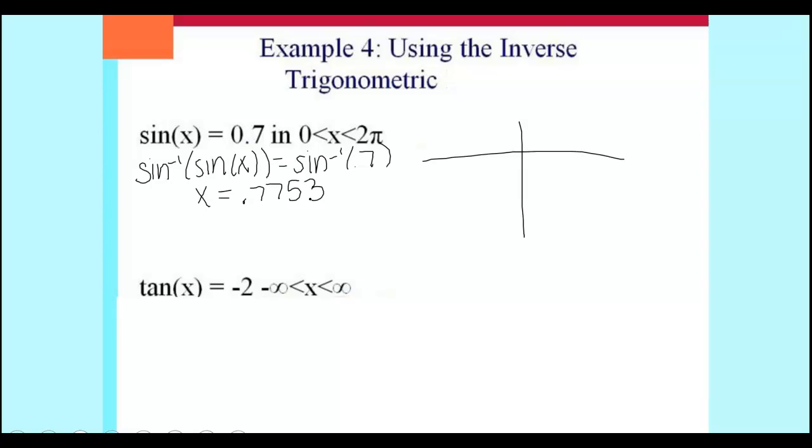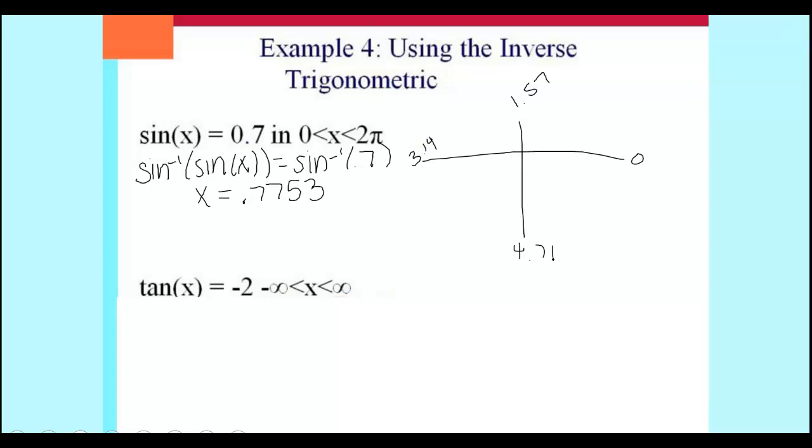Because again, remember the bounds are 0, 1.57, 3.14, and 4.71. I forget my bottom, 4.71. Yeah, I just did that right now. I couldn't remember if it was 4.71 or 4.52. Okay.